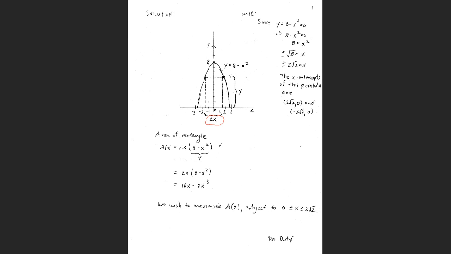Would we have a rectangle? Okay, we would not. We would have a line segment. So if x equals 0 or 2 root 2, you're going to get a line segment.